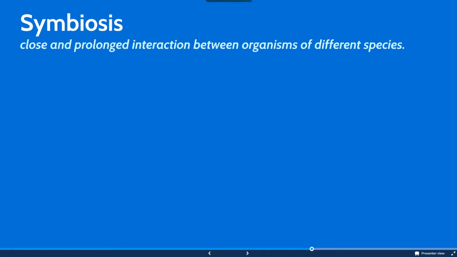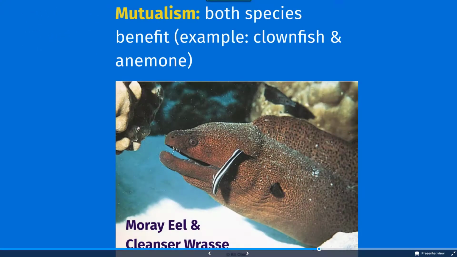In symbiosis, which is going to be close and prolonged interactions between organisms of different species, we see that there are a few forms of symbiosis. One is called mutualism, where both species are going to benefit.